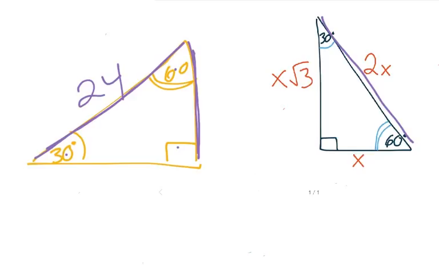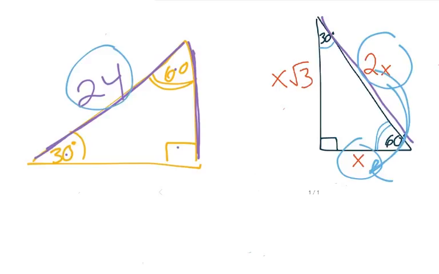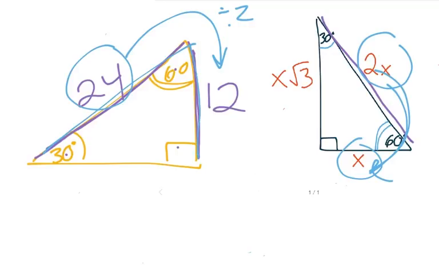So notice if you look over here, to get from the hypotenuse to the short side, it looks like we'd have to divide by 2. So likewise, to get from the hypotenuse to the short side, let's just divide by 2. So the hypotenuse is 24. The short side is half of that, which is 12. Alright, so we have two sides done already.